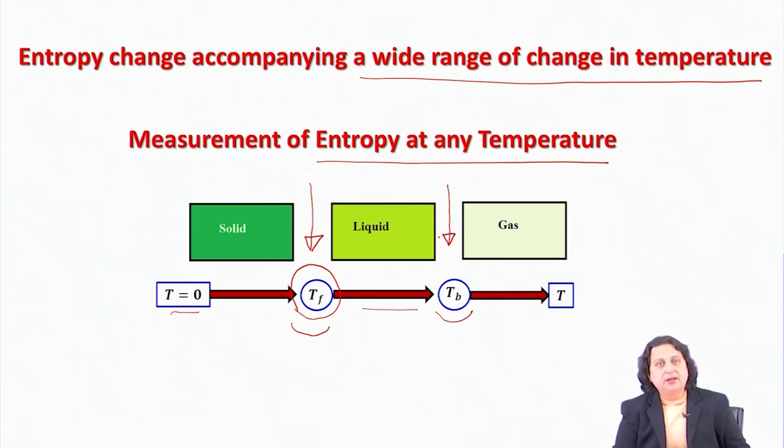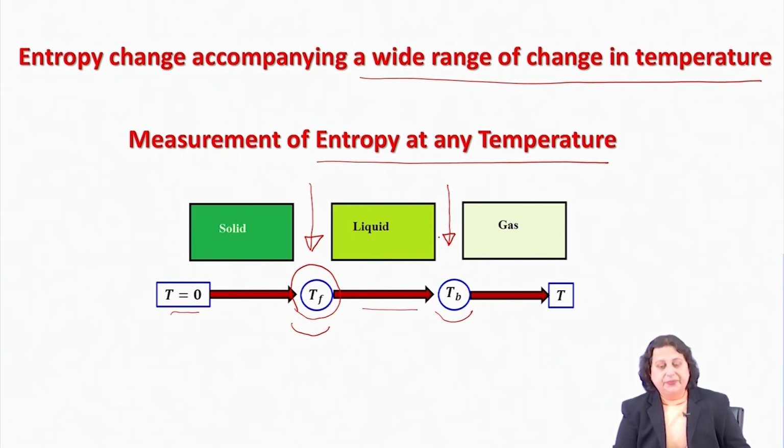So there will be a liquid to gas phase transition, and since this transition involves some latent heat, therefore at T equal to Tb, when we are heating the liquid, the temperature will also remain constant as long as the liquid is getting transformed into the gas.